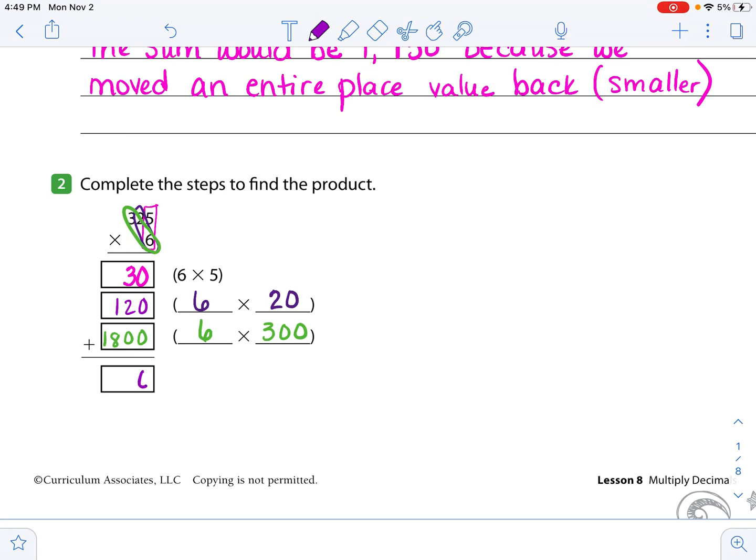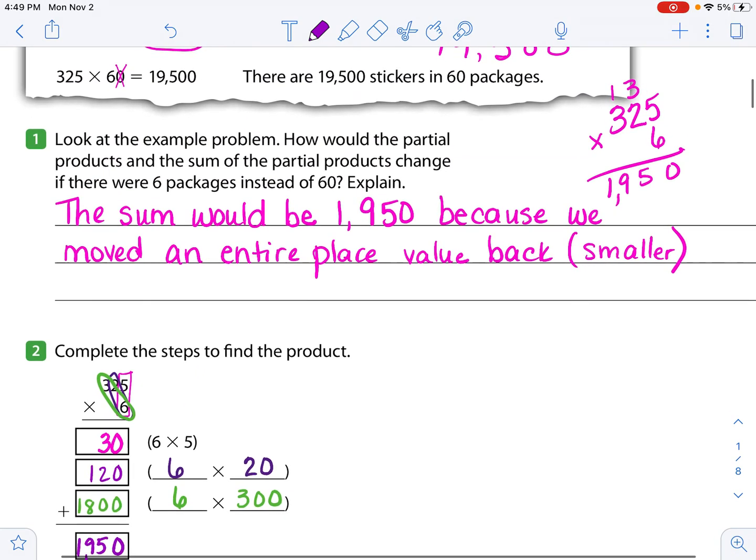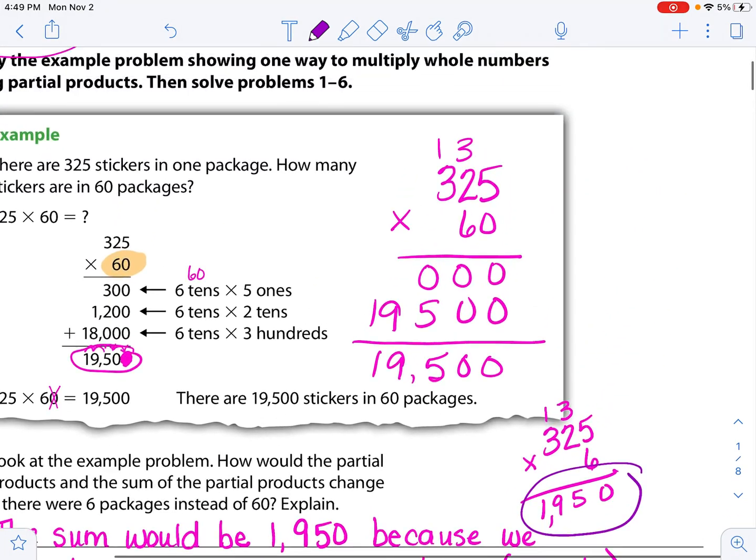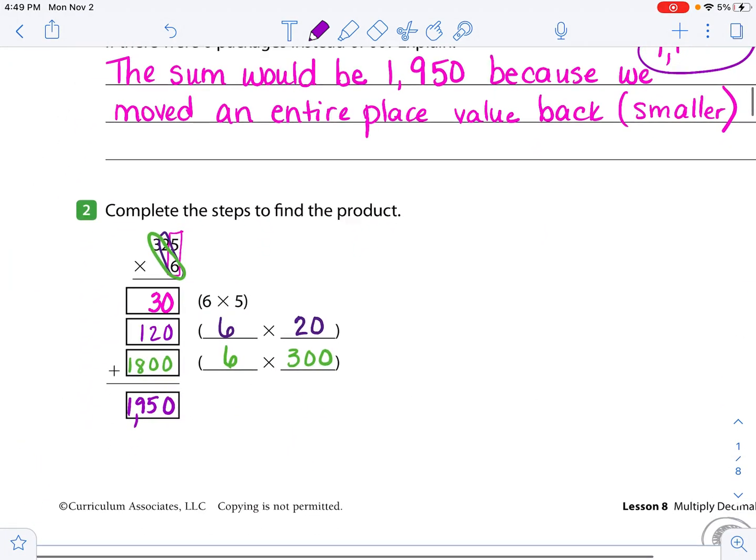And when I add all those up, look at that. Same as what I got up here. Okay? We're taking an entire place off, boys and girls.